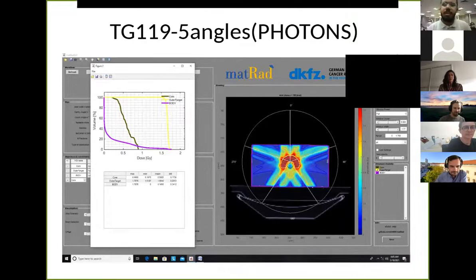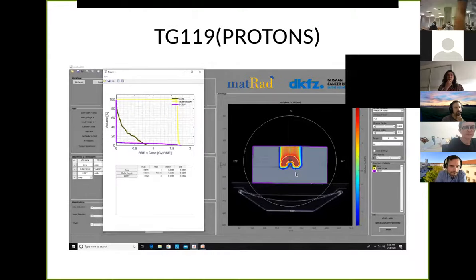Hello. As my friend Bassem showed in the first slide, we used one angle beam of protons. Here we will use five angle beams of protons. As shown on the screen, we see the outer target has the mean value of the photons. And the next slide will be shown by my colleague.